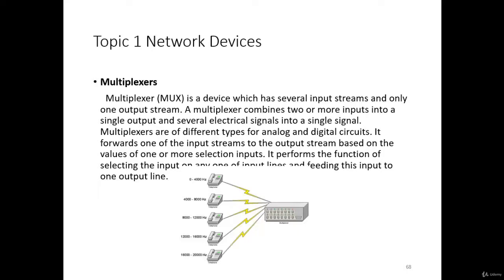Multiplexer. A multiplexer is a device which has several input streams and only one output stream. A multiplexer combines two or more inputs into a single output, and several electrical signals into a single signal. Multiplexers are of different types for analog and digital circuits. It forwards one of the input streams to the output stream based on the value of one or more selection inputs. It performs the function of selecting any one of the input lines and feeding this input to one output line.